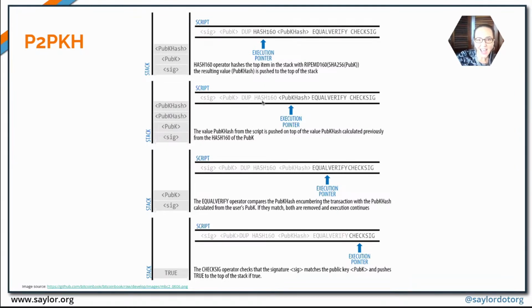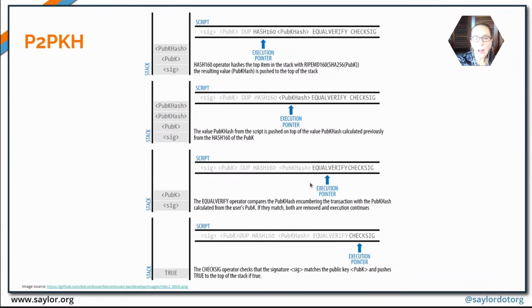All right. Now we move to this where it was the pub key hash, right? That was in the locking script, right? So we're now right in the middle of the locking script, right? And it says the value pub key hash from the script is pushed on top of the value pub key hash calculated previously from the HASH160 of the pub key, right? So once we went to this operation, we had a pub key hash there.